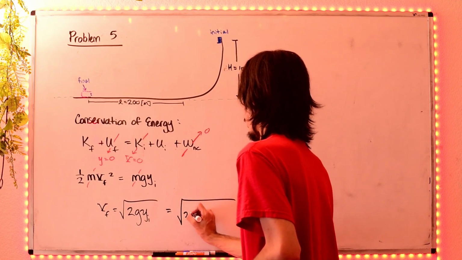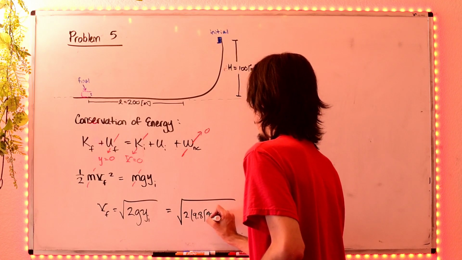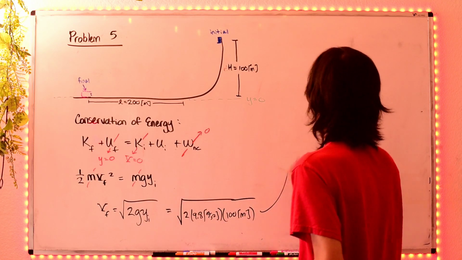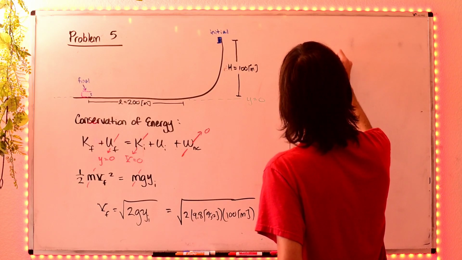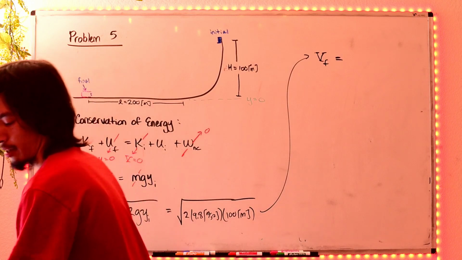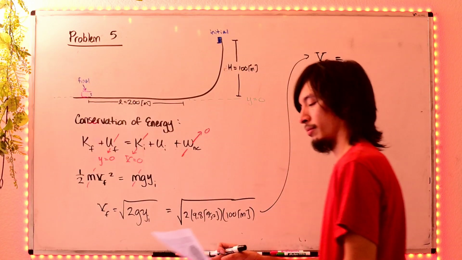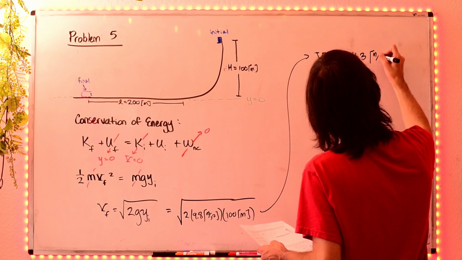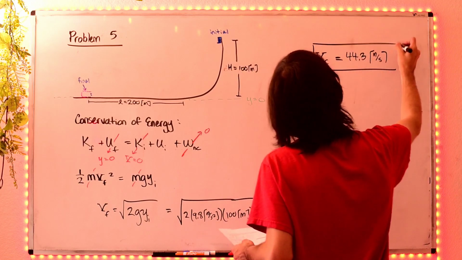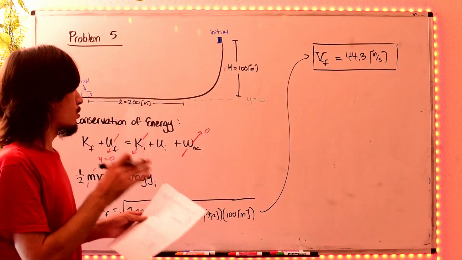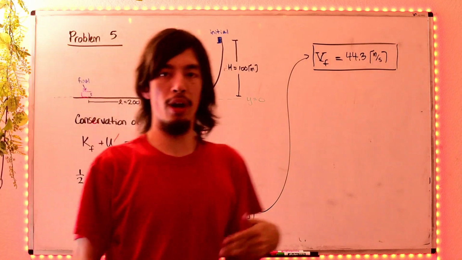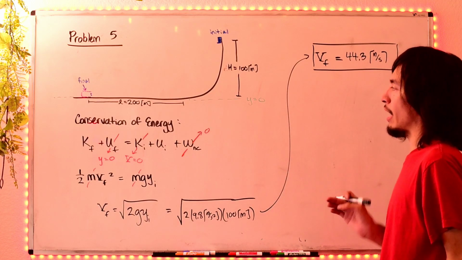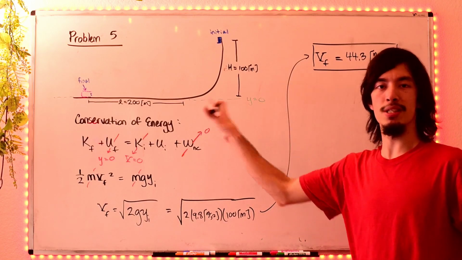You plug in those numbers for that. Y initial is 100. And the speed, v final, ends up being 44.3 meters per second. Okay. So this one's a pretty straightforward problem. Once you recognize that's conservation of energy, very straightforward problem. So make sure you definitely know how to do problems that are similar to this kind of problem.